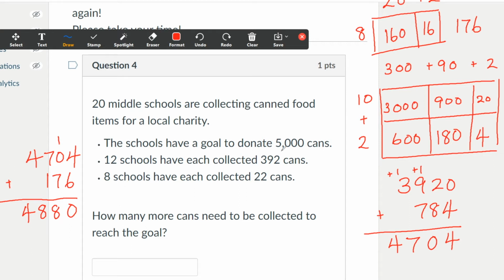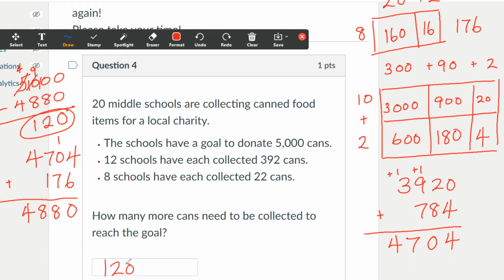Well, how far is that from 5,000? Well, we're going to subtract that from 5,000 to figure that out. 0 minus 0 is 0. 0 minus 8 can't do it, so it needs to borrow. But this 0 has nothing, so we're going to borrow from here. And now we can borrow for this 0. 10 minus 8 is 2. 9 minus 8 is 1. 4 minus 4 is nothing. So all they need, a total of 120 cans still to meet their goal of 5,000.